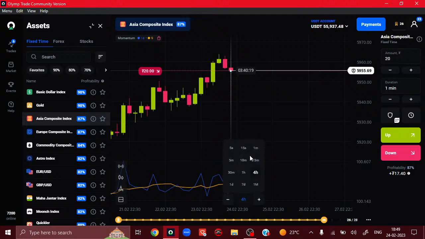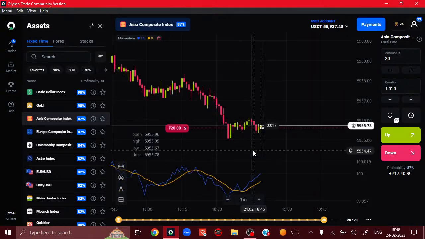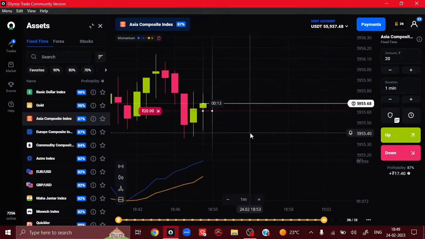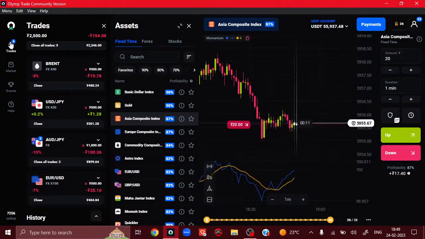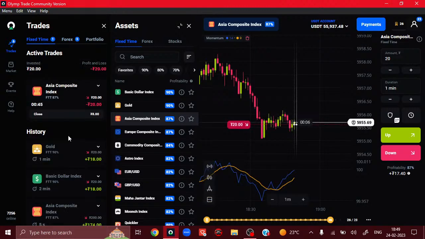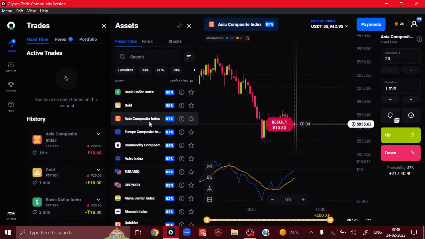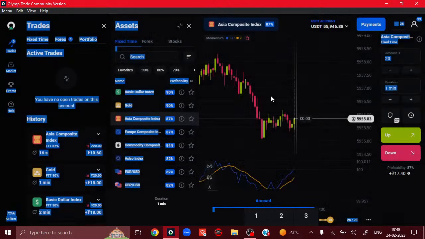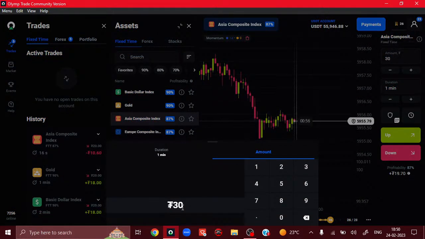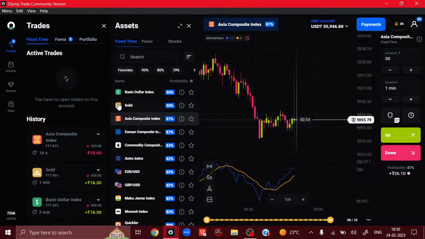Okay, this was the 4-hour chart. I'm sorry guys, please make sure that you check the time frame before entering into the trade. So we entered into this trade, we were not supposed to make this trade, so let me close it at this point only. Okay, so we made a loss of almost $10 here. So to recover $10, now I will make a trade for 30, also try to earn the profit.